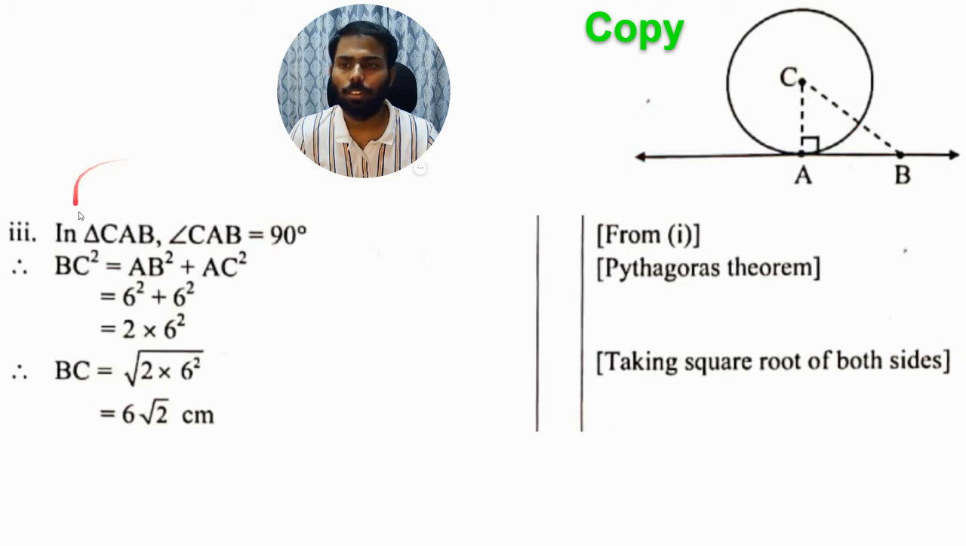Okay, use the Pythagoras theorem. BC square, okay, will be equal to AB square plus AC square. AB square is here, AC square is here. Okay, now substitute. AB भी 6 है, AC भी 6 है, तो 6 square plus 6 square, 6 square 36 आ जाएगा, यहाँ पे भी 36 आ जाएगा. So 36 plus 36, whatever is the answer, 72 आ जाएगा, right?